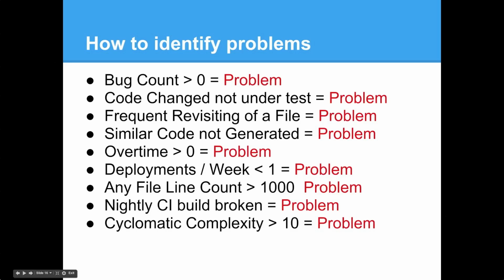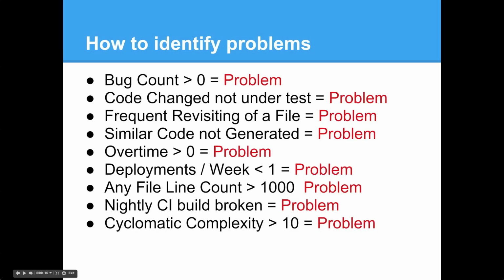Any file line count greater than 1,000. 1,000 is a pretty generous number. I really think that your line counts should stay below 300. But 1,000 I've seen broken many times, and it's great to separate concerns, and this is just a warning that there is a problem. Nightly continuous integration build broken, that's a problem.